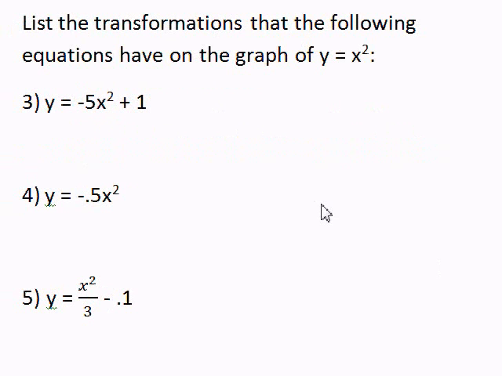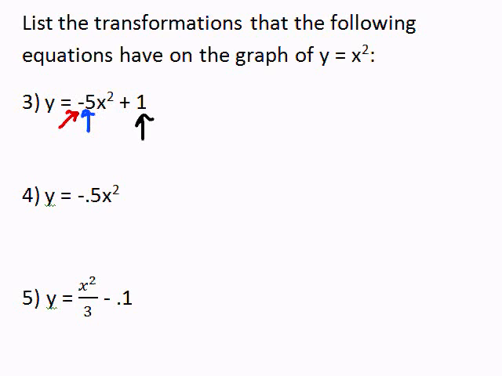I've got several more examples here. I'm going to do number 3 for you, but then I ask you to do number 4 and number 5 on your own, pausing the video and pressing play when you're ready to see the answer. So for number 3, I noticed that we have a -5, but the negative really has two different transformations, the negative portion and the 5 portion, and I also have a +1. So I'm going to use 3 different colors to list the transformations. The first thing I'm going to look at is that 5.